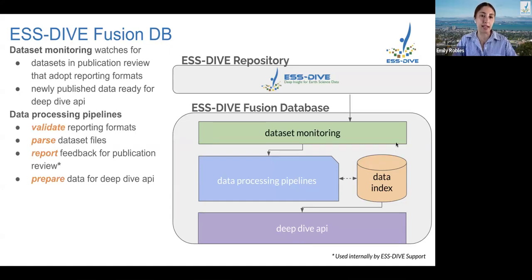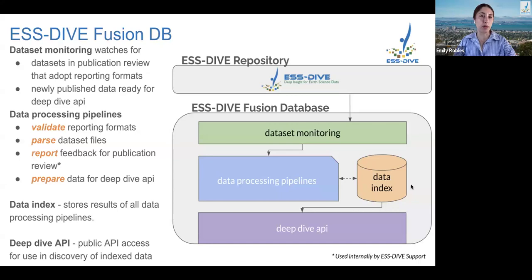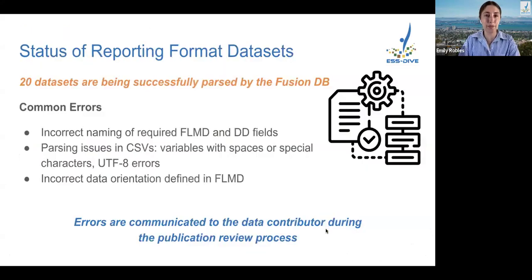Once it identifies data sets, then there are data processing pipelines that do multiple things. They validate the reporting formats, parse CSV data files, report feedback for publication review, which comes to the ESS-DIVE support team, and then they also prepare data for the Deep Dive API. And so once data moves over to the indexing, it's actually made publicly available for search and discovery through this Deep Dive API tool.